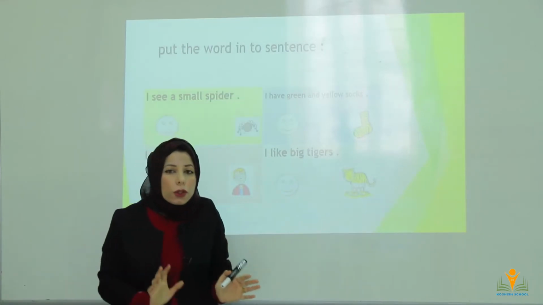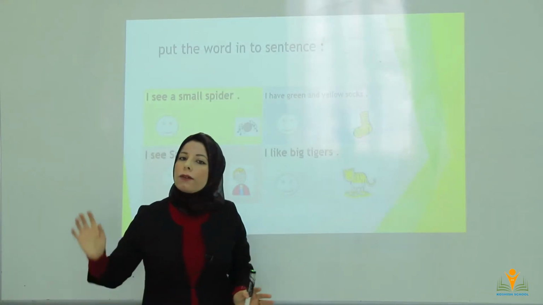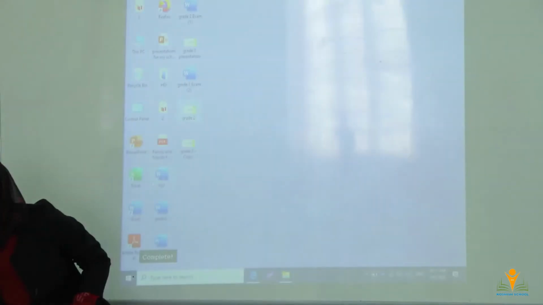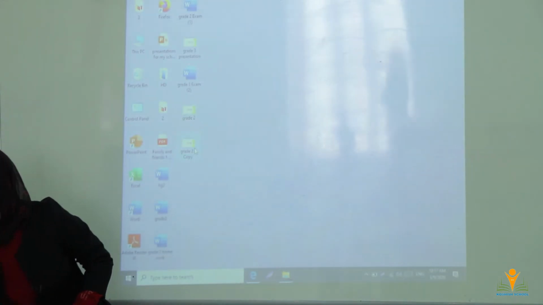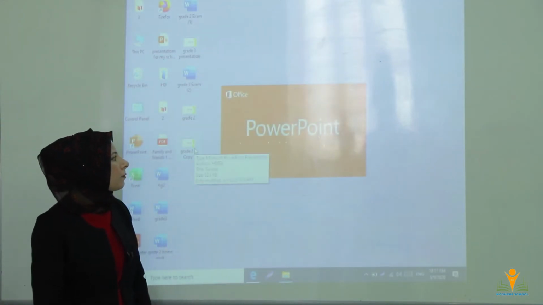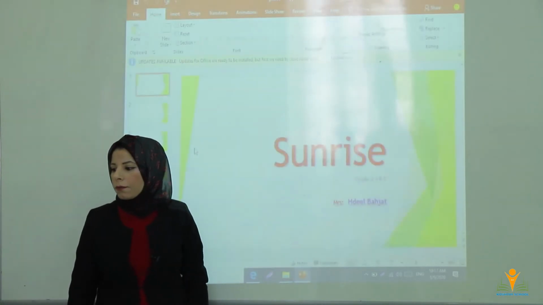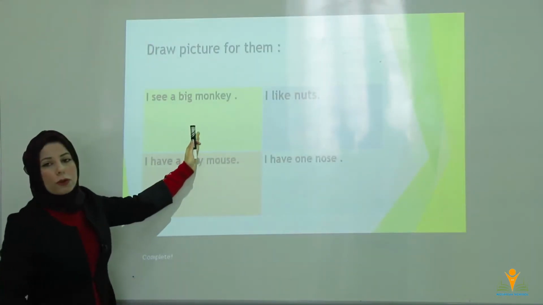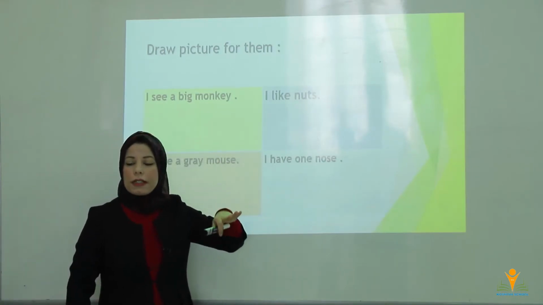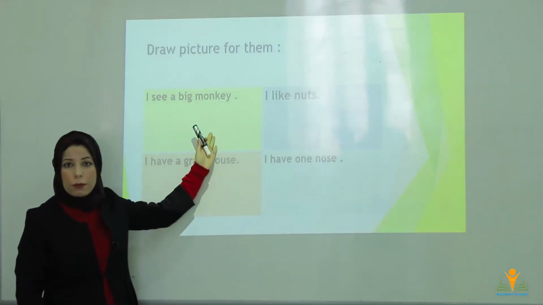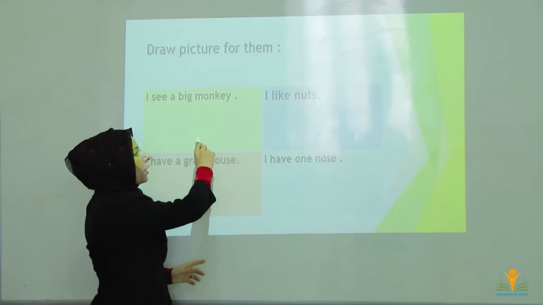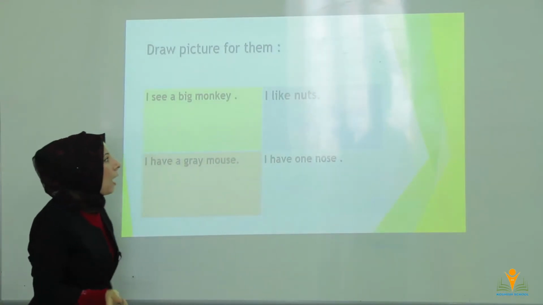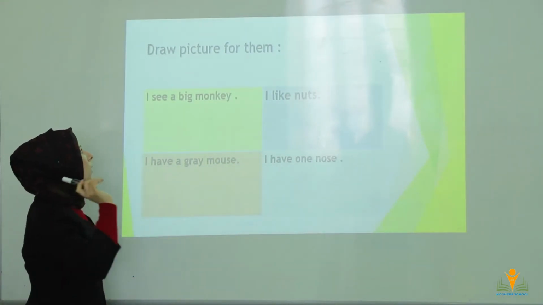Now I'm going to show you the worksheets. You have to do them at home. Guys, you have to repeat the sentence and read the sentence. After that, you have to draw a picture, okay? Draw one for each sentence. I'm going to read them for you. You're going to draw it at home.